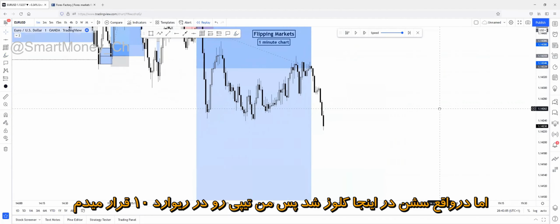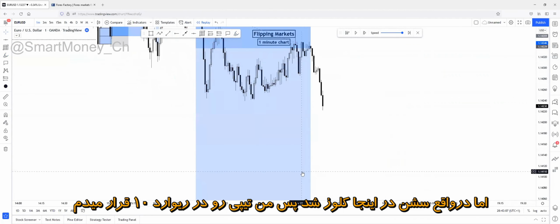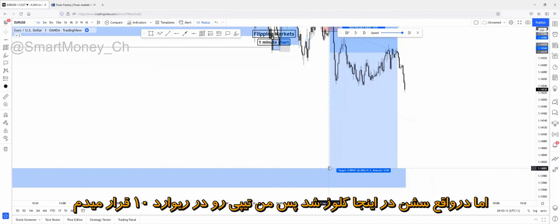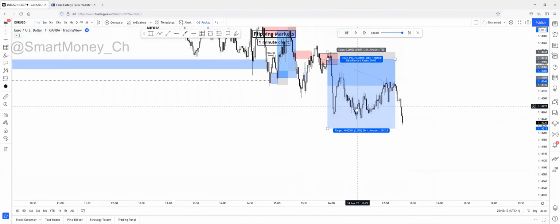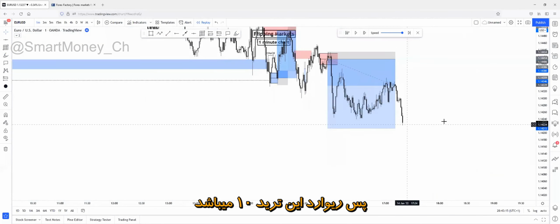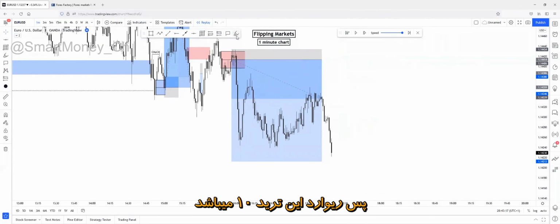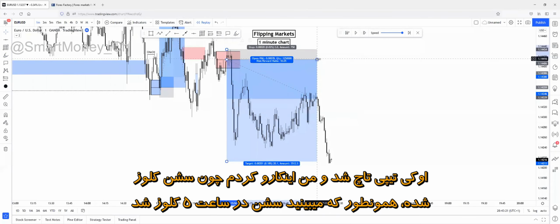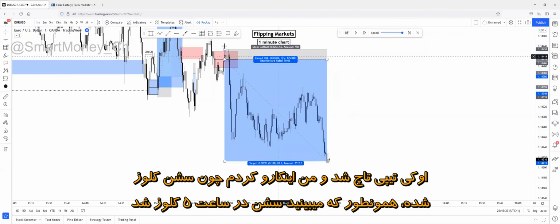But actually the session has closed. The session has closed right here. So I will be just hard TPing my trade at 1-to-10 risk reward ratio. And this will be the 1-to-10 risk reward ratio. Let's see if it hits TP. Okay, it did hit TP. I just did this because the session has closed.